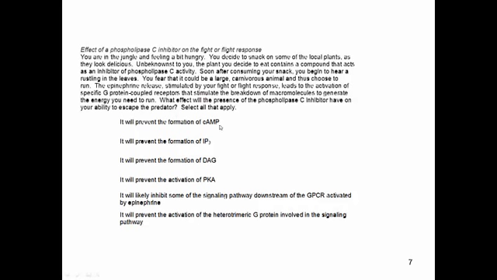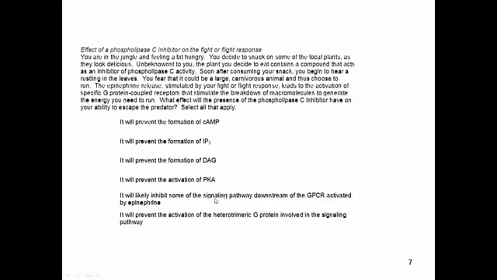No, because cyclic AMP is produced by adenylate cyclase, which is a different effector protein that the G protein binds with. So this would be no. Will it prevent the formation of IP3, inositol triphosphate? Yes, it will, because you're inhibiting phospholipase C, which cleaves the PIP2 into IP3 and DAG, so it'll also prevent the formation of DAG. So it'll prevent the formation of these two, but will have no effect on cyclic AMP. Cyclic AMP, remember, activates protein kinase A, so it'll have no effect on the activation of protein kinase A because you didn't affect cyclic AMP.